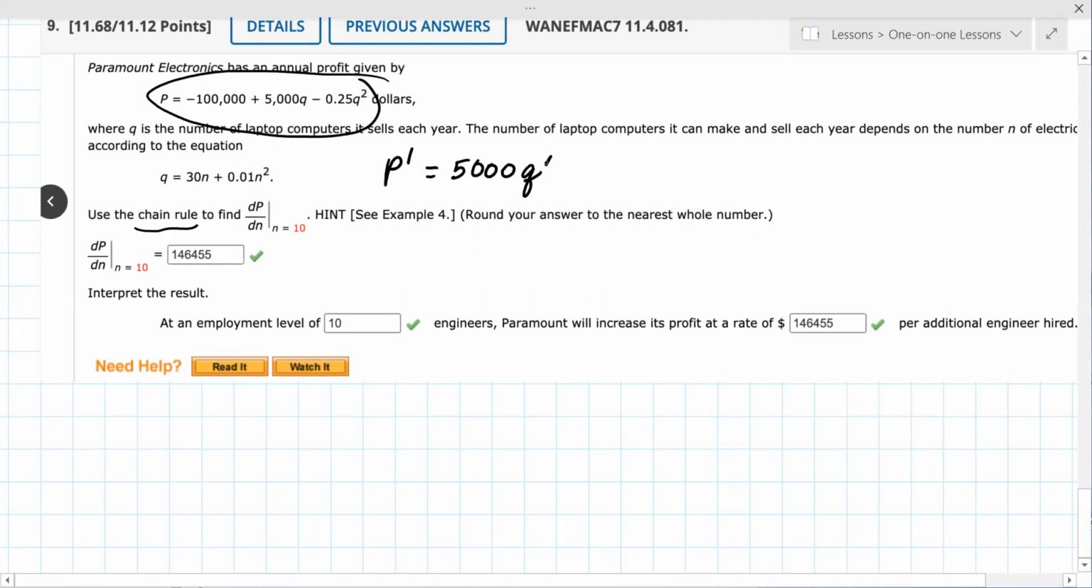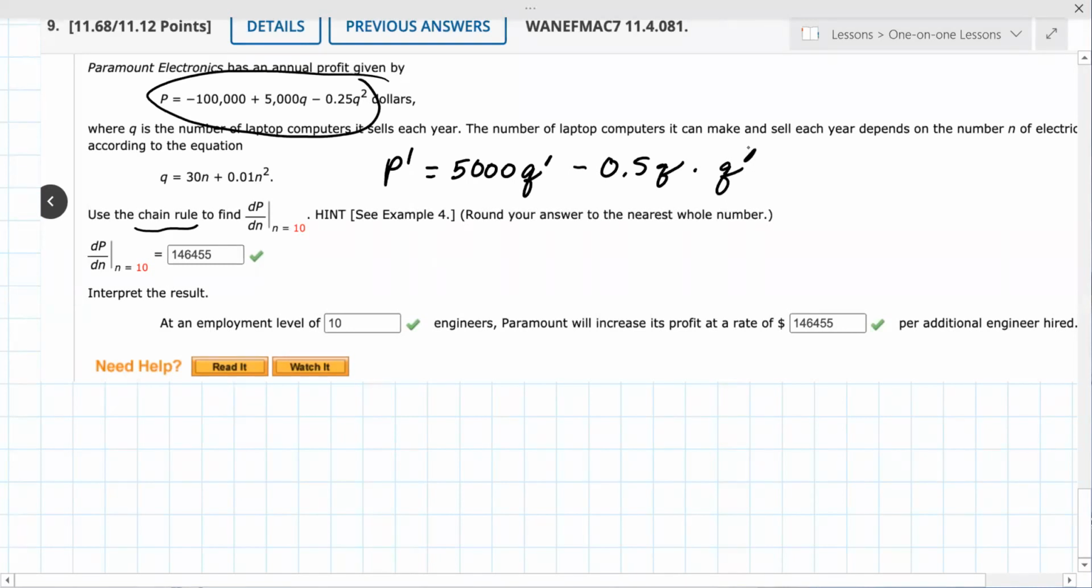Okay, so now the same thing is going to apply to the next term here. It's power rule. That 2 is going to come down. It's going to be minus 0.5 q. Okay, and then you multiply it by, well, the derivative with respect to q is q prime.